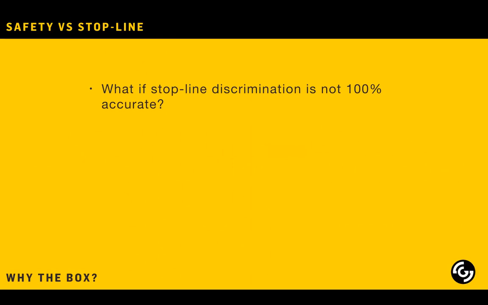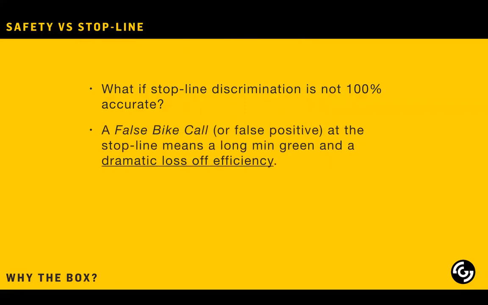What if stop line discrimination is not 100% accurate? Now, I'm not commenting on the accuracy of it. I'm just asking the question, what if stop line discrimination is not 100% accurate? In that scenario, a false bike call, or what we call a false positive in machine learning, at the stop line means that you have to serve a long minimum green for something that didn't need it, which is a dramatic loss of efficiency. And you have no opportunity to recover because you can only see the stop line. So that's the impact of a false bike call.